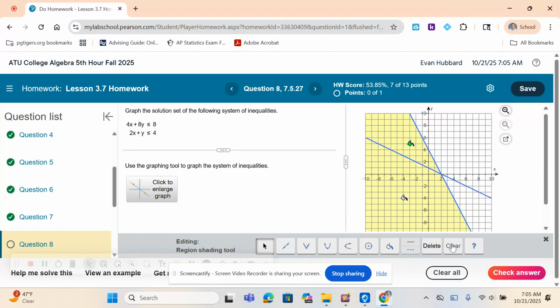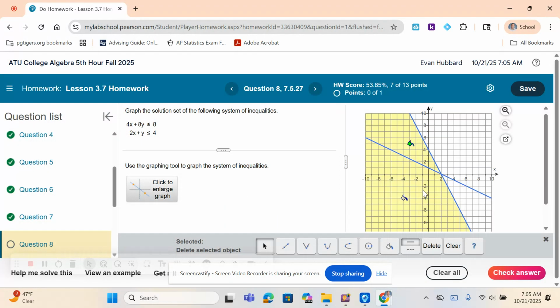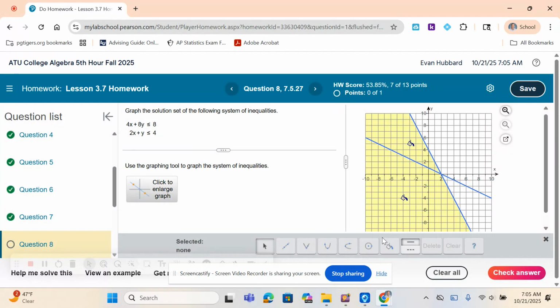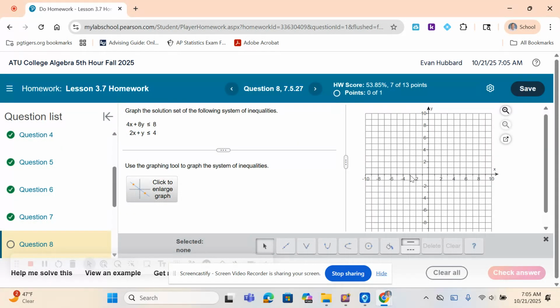Let me delete that. Sorry, let's delete that. Cancel. I don't know if this is going to work because I filled it. It's underneath there. Okay, I know what they're going to want here. Let's clear this out. Okay, so I apologize there.